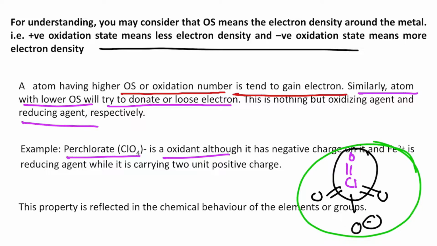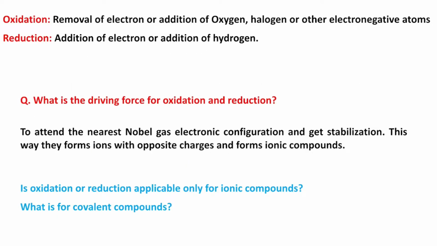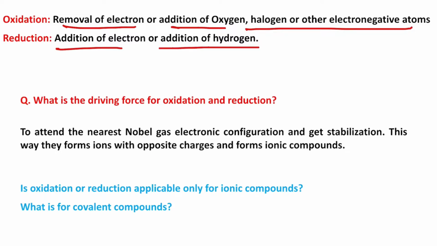Now, so we understood that it can act, oxidation state is +7, but it is actually deficient of electron. It has a tendency to take electron, consequently it acts as an oxidizing agent. Okay, so this thing we understood. Now, based on our understanding, removal of electron or addition of oxygen, halogen and electronegative element is oxidation. Reduction is addition of electron, addition of hydrogen.